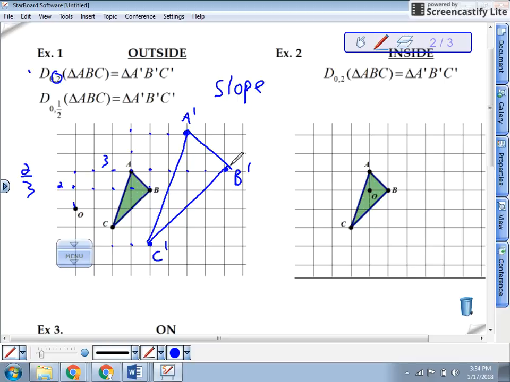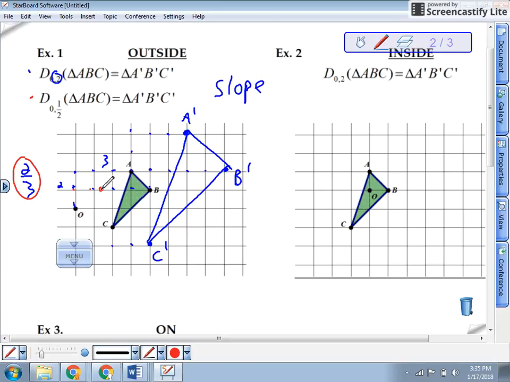Now 1/2, you just cut it in half. So if I do that in red here, the slope for A was 2/3. So half of the rise is 1, half of 3 is 1.5. So here's my A prime, because half of 3 is 1.5.